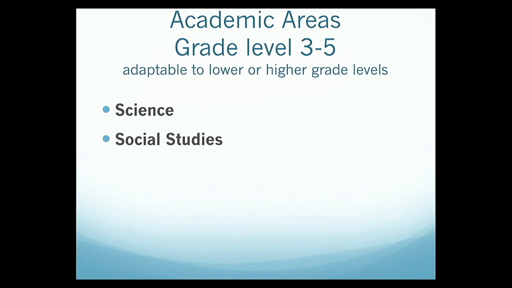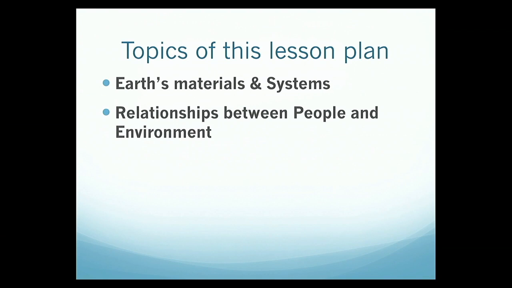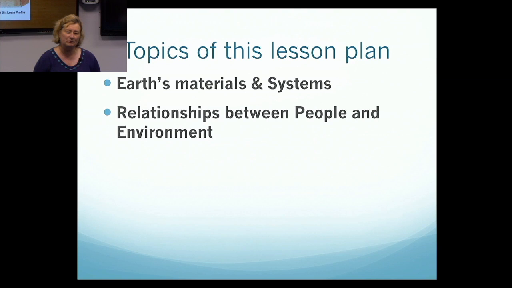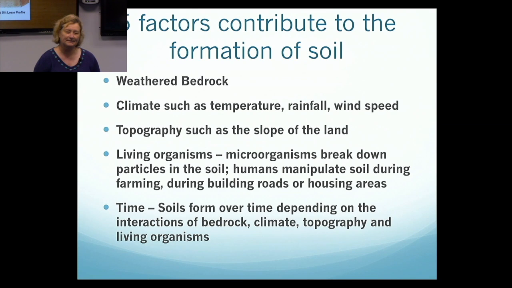The academic grade level for this lesson plan is grades 3 through 5, although I know many of you are very flexible and could adapt this to lower or higher grade levels. We're looking at science and social studies, and the topics of the lesson plan are Earth's materials and systems and relationships between people and the environment.